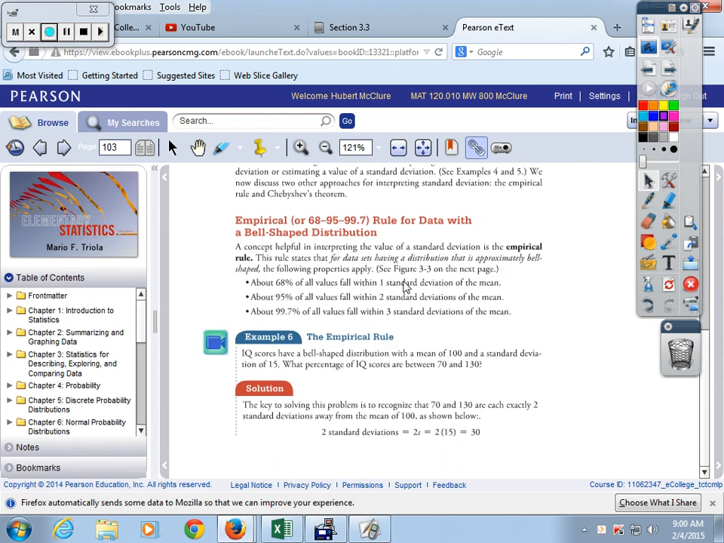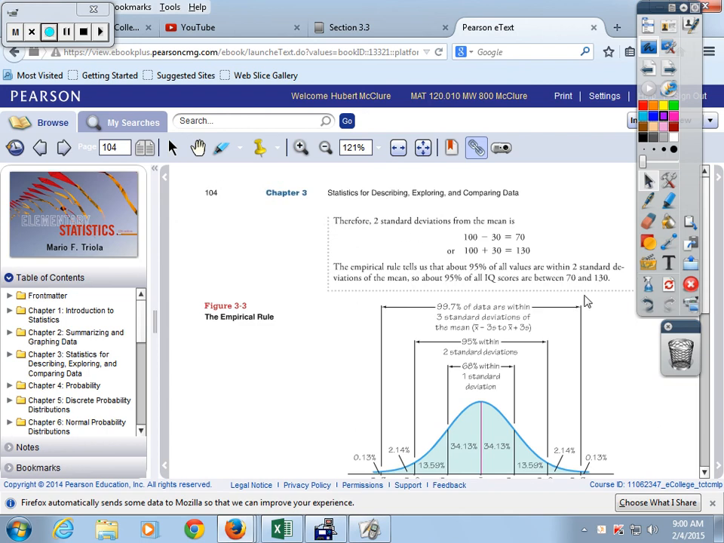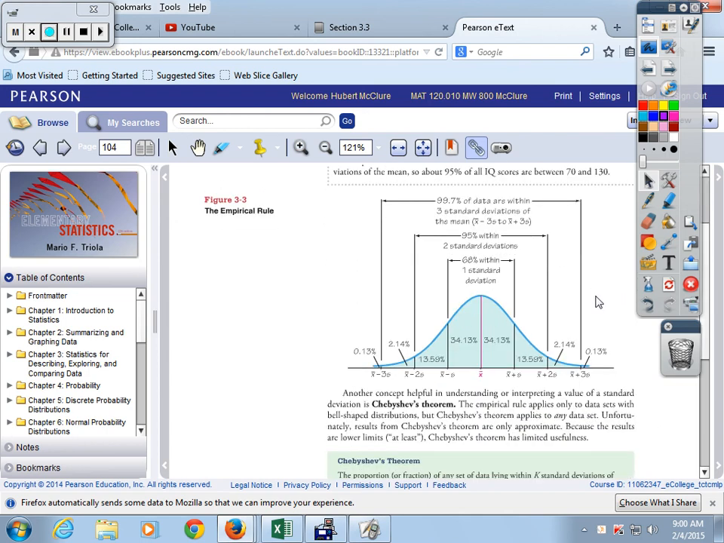My page 103 is not right. Okay? Well, there's the empirical rule, but it's supposed to have a picture. It's probably on the next page. There it is, 104. Sorry, 104. It starts on 103, but the picture, or the graphic, that you need to know is on page 104.